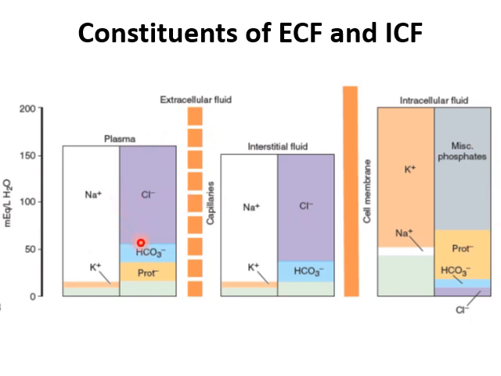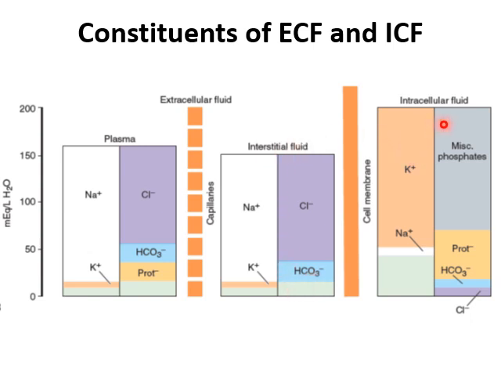In ECF, you can see in plasma and interstitial fluid, the major cation is sodium, whereas the minor cation is potassium. The major anion is chloride in plasma and interstitial fluid, and bicarbonate and proteins are minor anions in plasma. There is very little anionic protein in interstitial fluid.